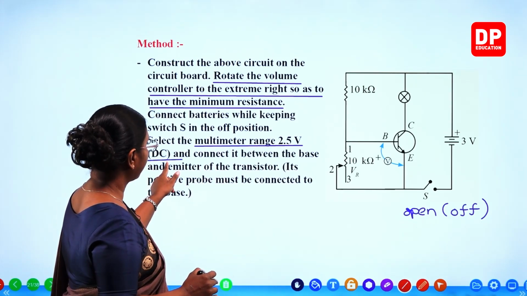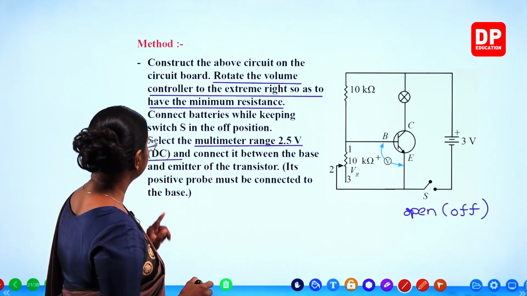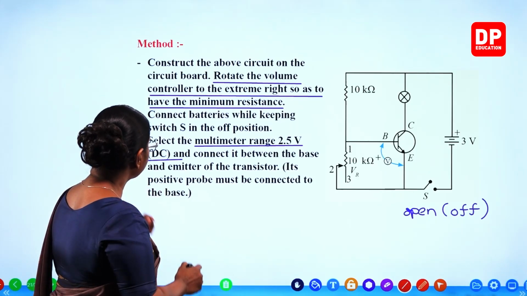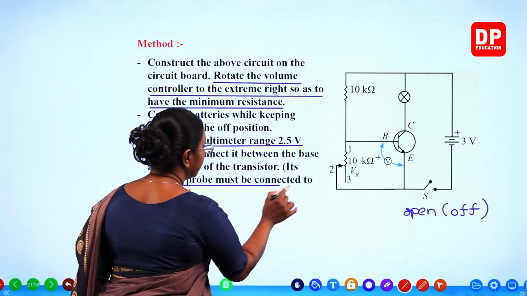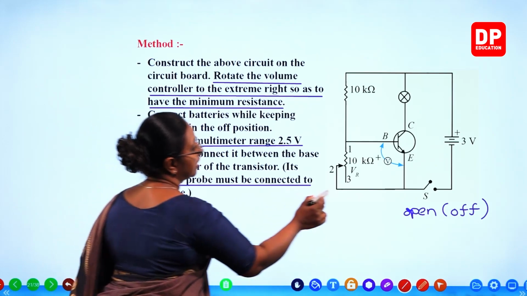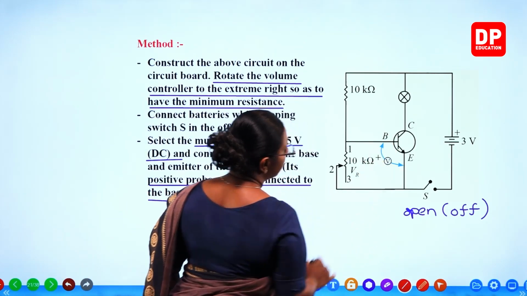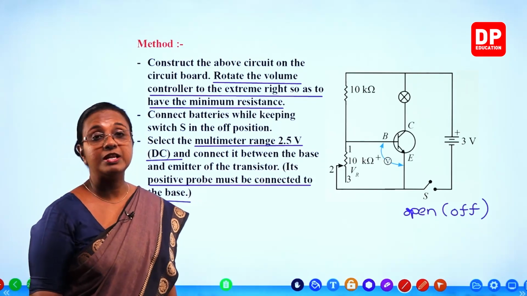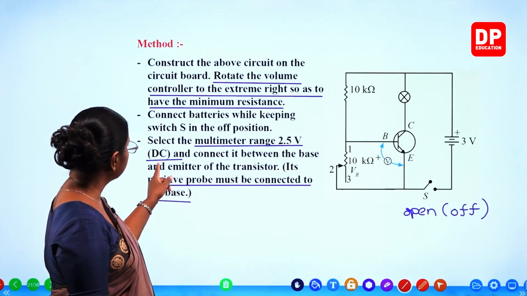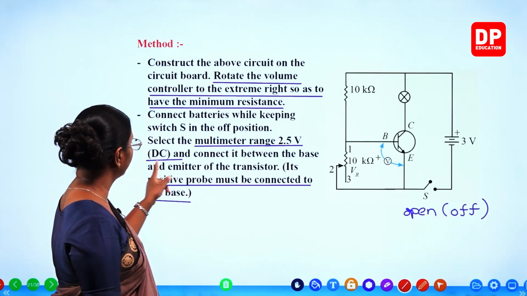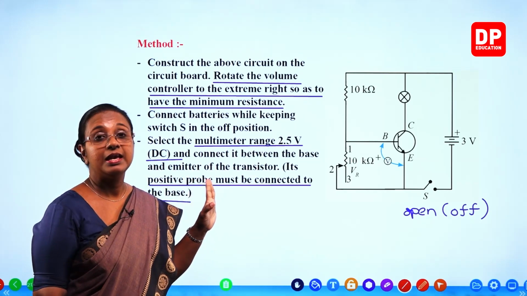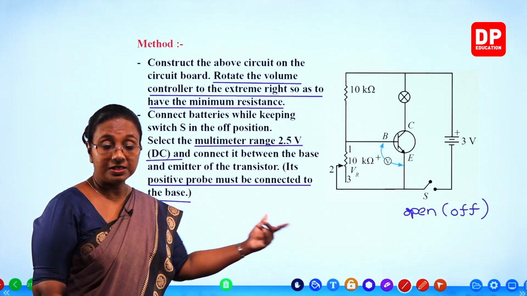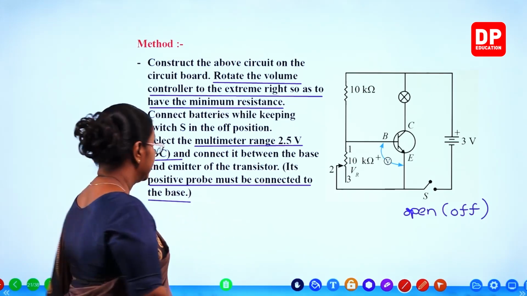Select 2.5 volt direct current, and connect it between the base and emitter of the transistor. Its positive probe must be connected to the base. That is what I told you. Here we have the sign positive that has to be connected to the base, and the negative probe will be connected to the emitter. And the range is going to be 2.5 volt direct current. Is that clear? So that is how we connect the circuit. I will move on to the next slide.